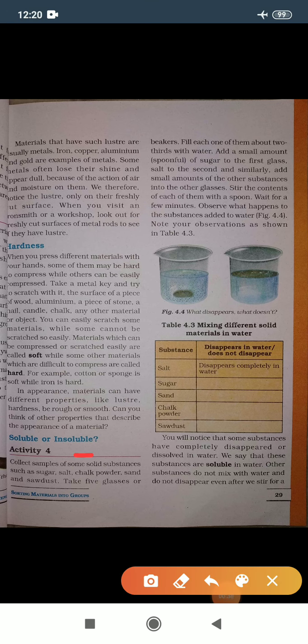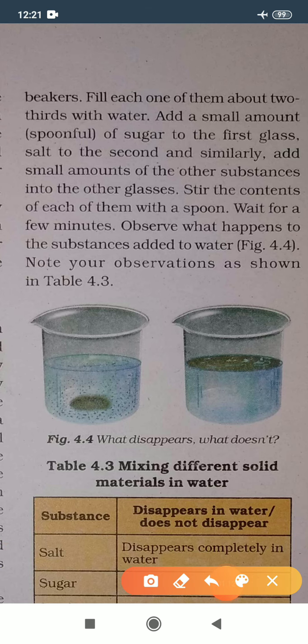Activity 4. Collect samples of some solid substances such as sugar, salt, chalk powder, sand, and dust. Take 5 glasses or beakers. Fill each one of them about 2/3 with water. Add a small spoonful of sugar to the first glass, salt to the second, and similarly add small amounts of the other substances into the other glasses.